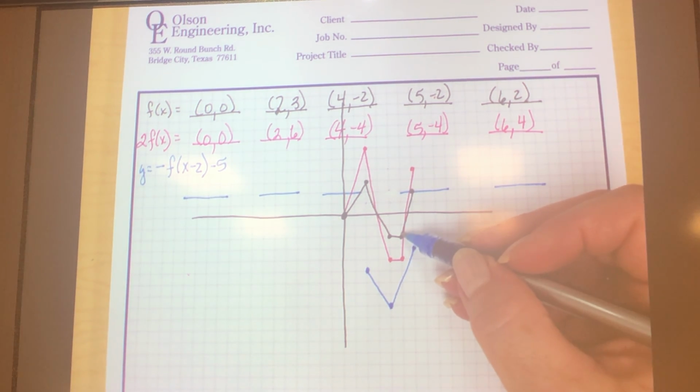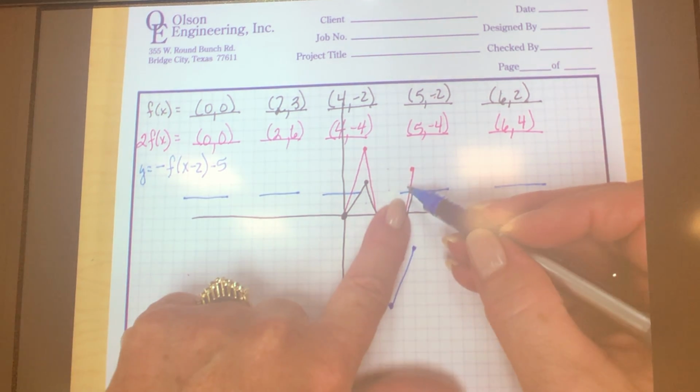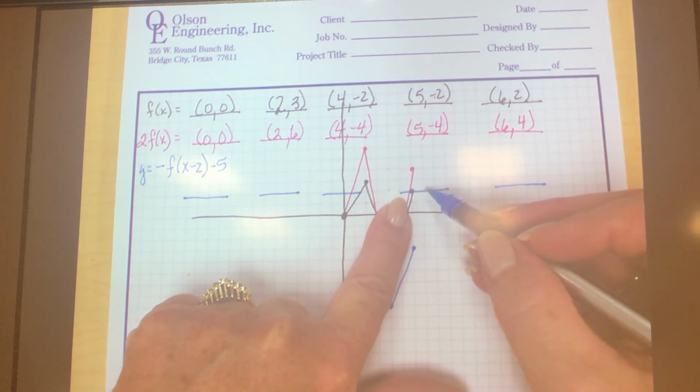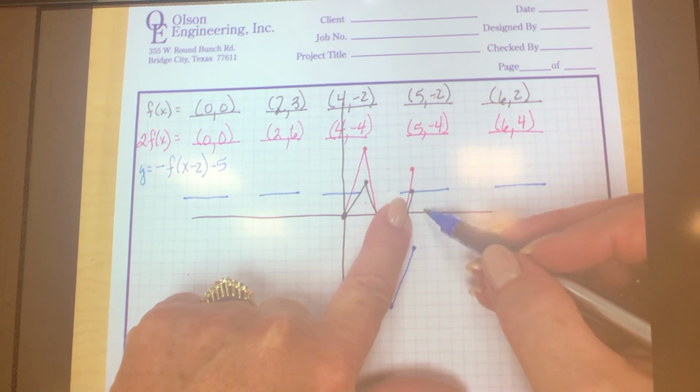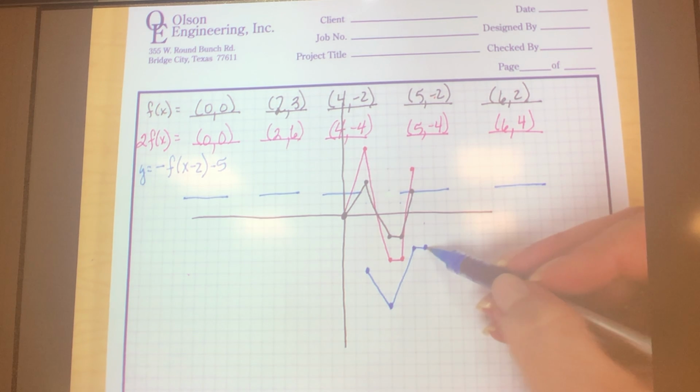What about this guy right here? Reflect him over the x-axis. 2 to get to the axis, 2 to get away. Now what do I do to him? To the right 2. 1, 2. And down 5. 1, 2, 3, 4, 5. Ooh, I'm so smart. It's right beside his buddy.